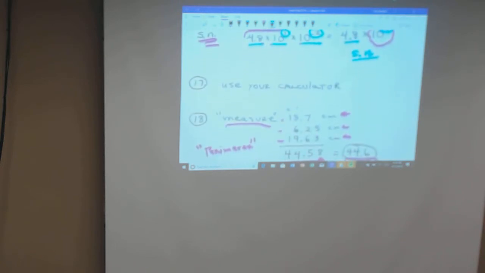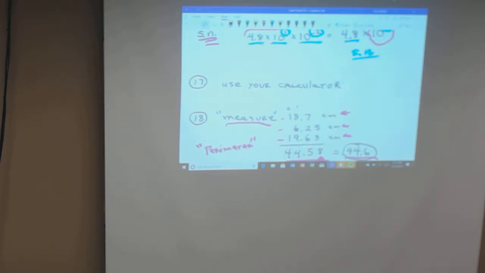Number 17, just use your calculator. How could you miss these by using a calculator? Forgetting the decimal point, hitting the wrong key, confusing addition and multiplication or division. So just bring a calculator with you. Don't you have one on your telephone? If you don't, then bring a calculator with you and just use your calculator to do those problems.